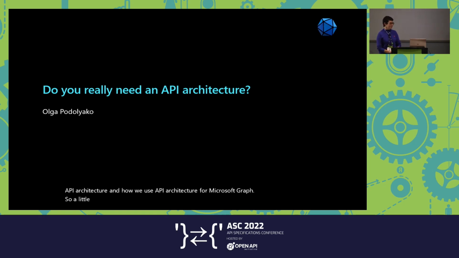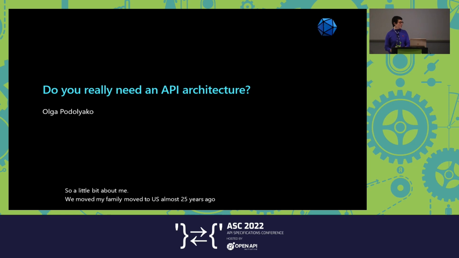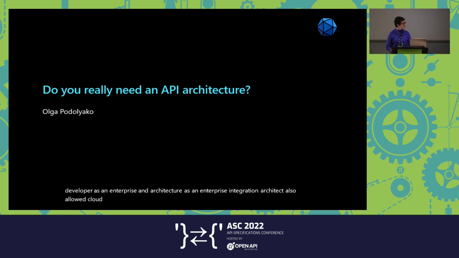So a little bit about me. My family moved to the US almost 25 years ago. I've been working as a developer, as an enterprise architect, as an enterprise integration architect. I also led a cloud adoption program in my previous roles and have multiple certifications. My role right now is Principal API Architect for Microsoft Graph. I'm very lucky to work with a very bright team who you already heard from today. I'm working with Garrett, Brian, and Daryl, who is not here today.